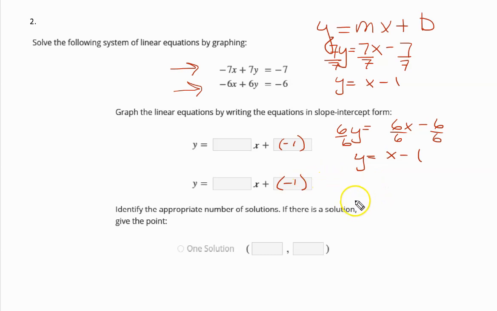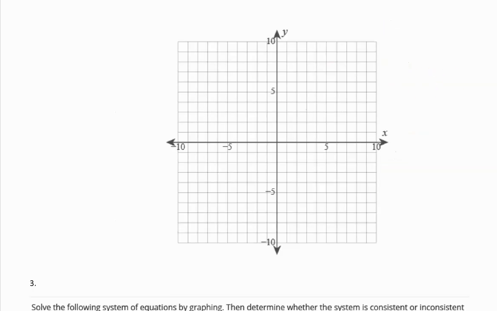So what is the solution? Well, the equations are dependent. They're the same equation, just hidden. And since there's an infinite number of solutions, they are also consistent. Okay. Now let's take a moment to graph it.